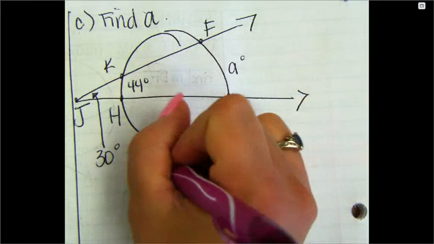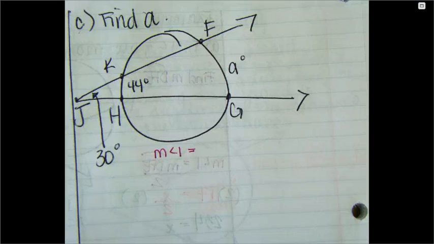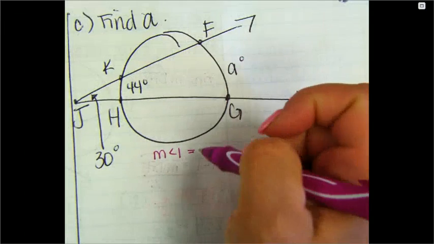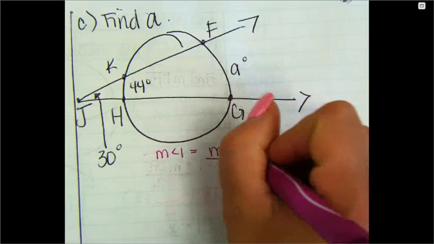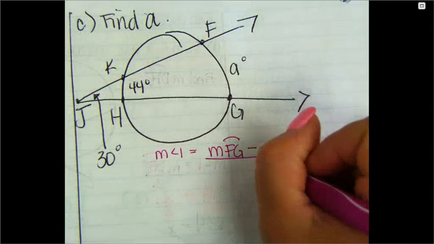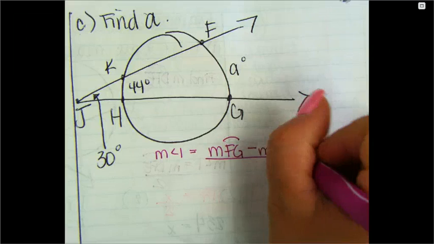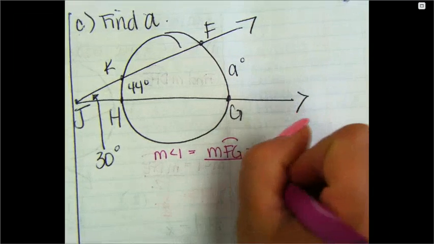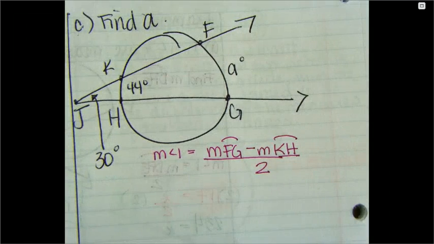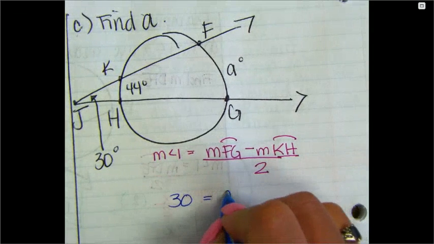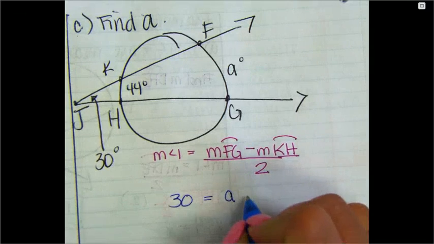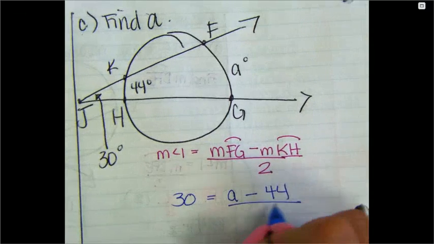The measure of angle 1 equals, it doesn't matter if you call it 1, 2, or 3, I'm just going to call it 1. Some of you may have called it 3. Measure of angle 1 equals what? Measure of arc FG, the big one minus, very good, the small one, divided by 2. Good. What did you plug in for measure of angle 1? 30 equals x or a minus 44 all over 2.